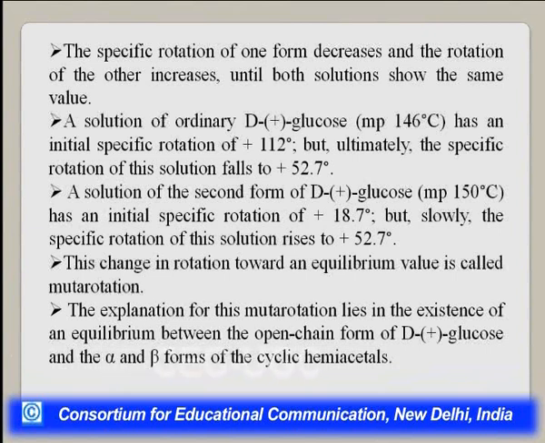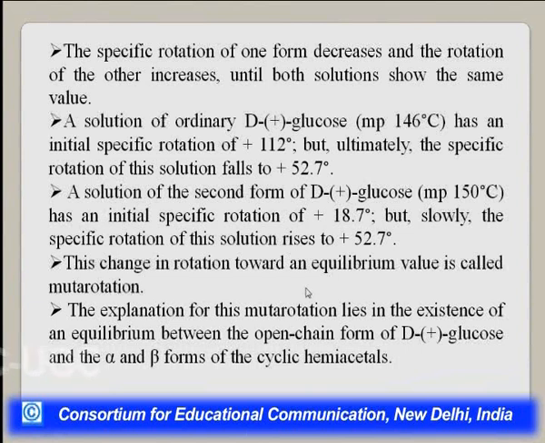A solution of the second form of D-glucose, with a melting point of 150 degrees Celsius, has an initial specific rotation of approximately 90 degrees, or we can say precisely plus 18.7 degrees, but slowly the specific rotation of this solution rises to 52.7. If you notice, both specific rotations come to a value of 52.7, and this situation is called equilibrium. This change in rotation toward an equilibrium value is called mutarotation.